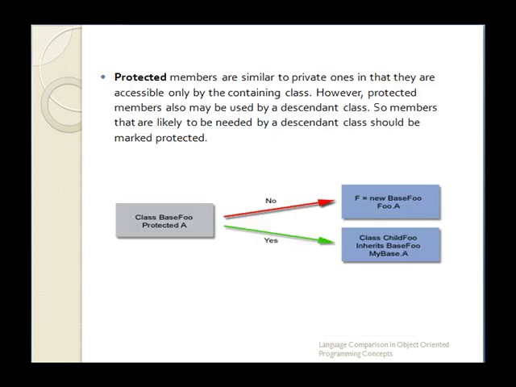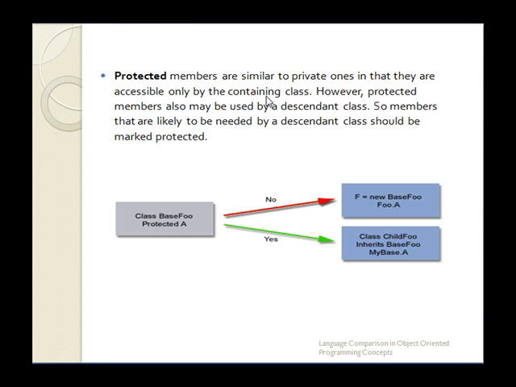Then next slide. Protected members are similar to private ones in that they are accessible only by the containing class. However, protected members also may be used by a descendant class. So, members that are likely to be needed by a descendant class should be marked protected.